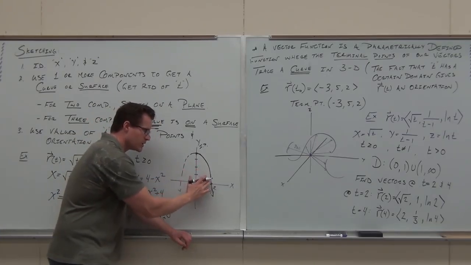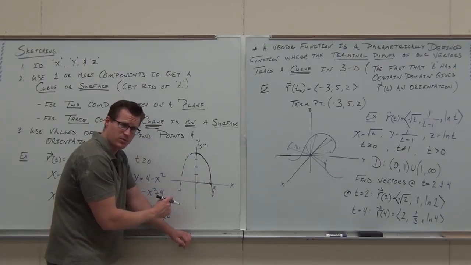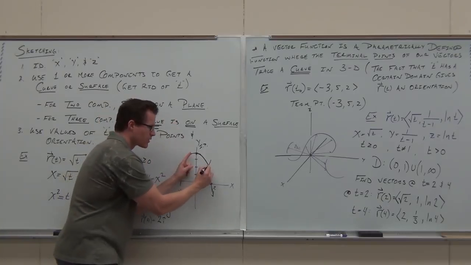What you do have to show me is, if it has an initial point, you've got to show me that. If it's got a terminal point, you've got to show me that. And you've got to show me the orientation. Since we start here and later, time-wise, we hit this, I know the orientation is that.